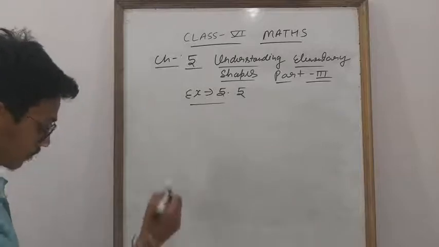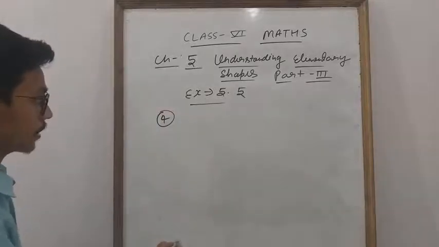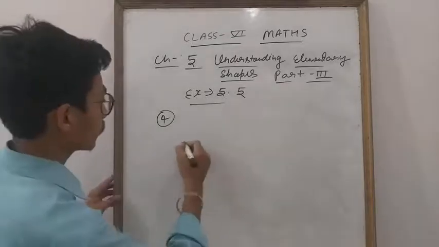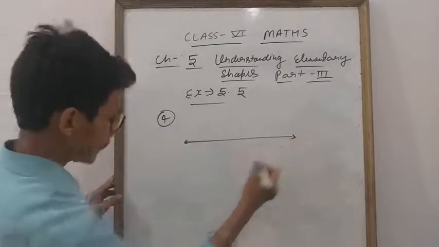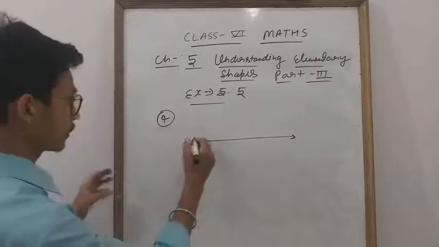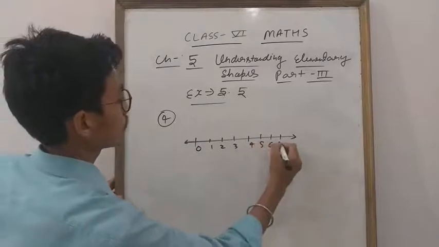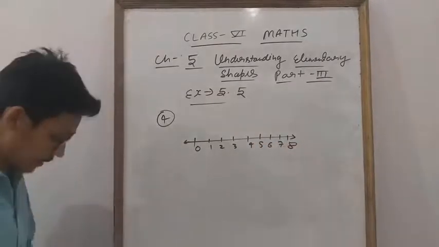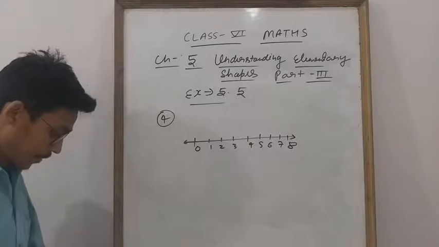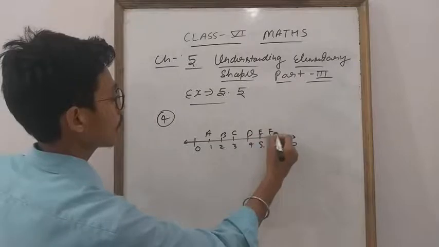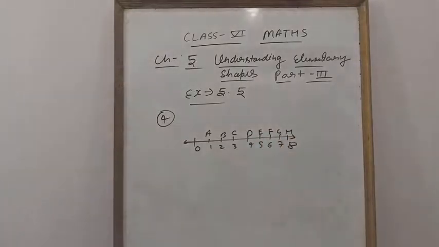Okay. Now the fourth question. What is given? It is given: study the diagram. So the diagram I am going to explain first. This is given 0 to 8: 0, 1, 2, 3, 4, 5, 6, 7, 8. And next it is given A, B, C, D, E, F, G, H. Okay everyone, this diagram is given. And now on the basis of this, you have to solve the question.